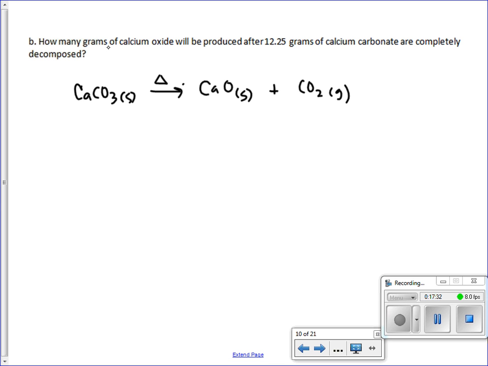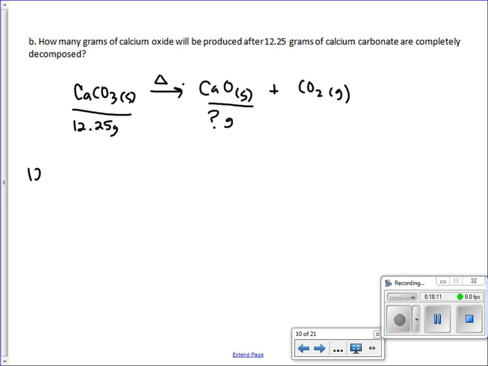Next thing we need to do is, as we read the problem, I underline what it is I'm trying to find. So we want to know how many grams of calcium oxide, underline this and write how many grams, and then it tells us that we have 12.25 grams of calcium carbonate here, and it tells us that it's completely decomposing. Okay, what is the ratio of calcium carbonate to calcium oxide? Well, obviously it's a 1-to-1 ratio. So 1 mole of this will make 1 mole of this. However, do those moles weigh the same? No. Calcium carbonate is going to be heavier than calcium oxide because this has a carbon and 2 extra oxygens as opposed to the calcium oxide.